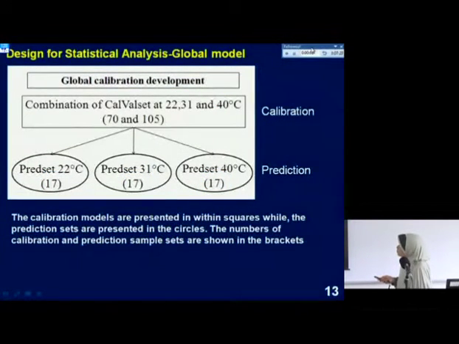And then, to develop the global calibration model, we combine 2 or 3 different temperatures. For this, we use 70 or 105 samples. And then, to evaluate the performance of the global calibration model, each global calibration model was used to predict 17 samples at each temperature.